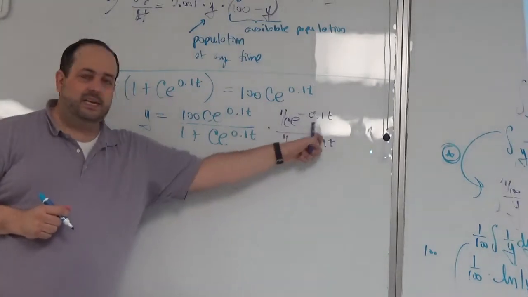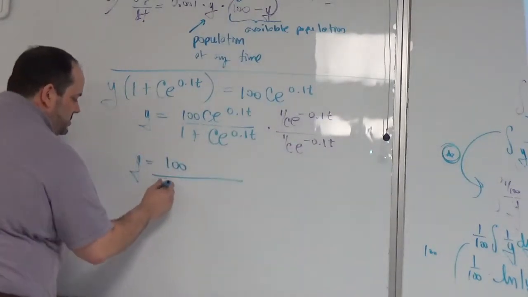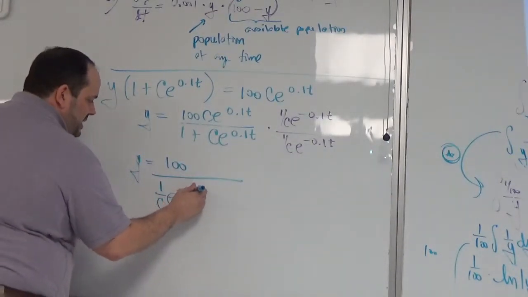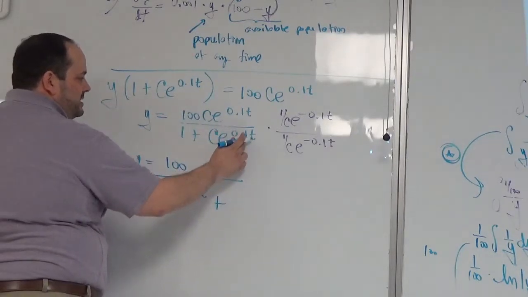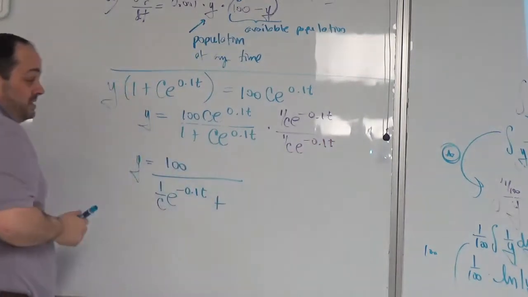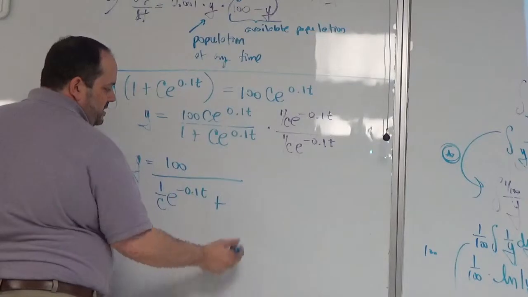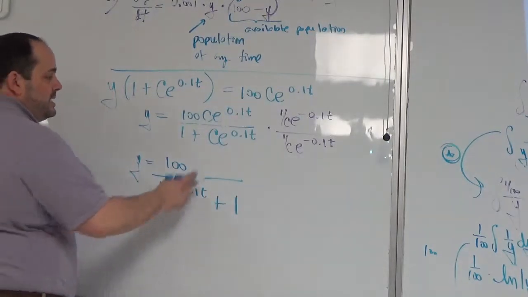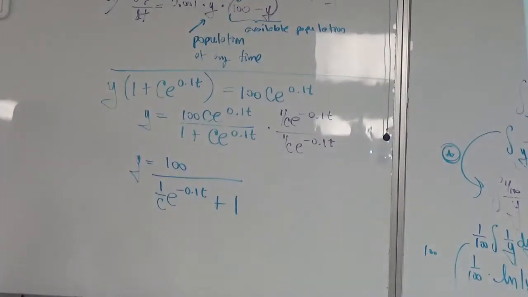Distribute the 1 over c e to the negative 0.1 t through. 1 times all that is just 1 over c e to the negative 0.1 t. C e to the 0.1 t times 1 over c e to the negative 0.1 t is c times 1 over c, 1. E to the 0.1 t times e to the negative 0.1 t is e to the 0, which is 1.